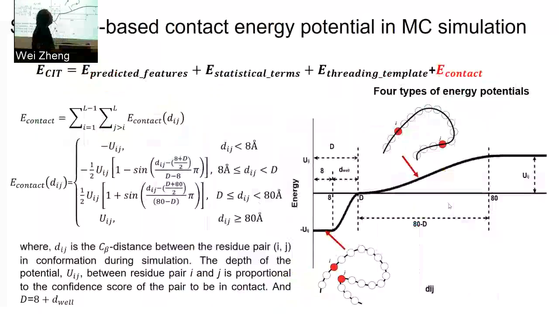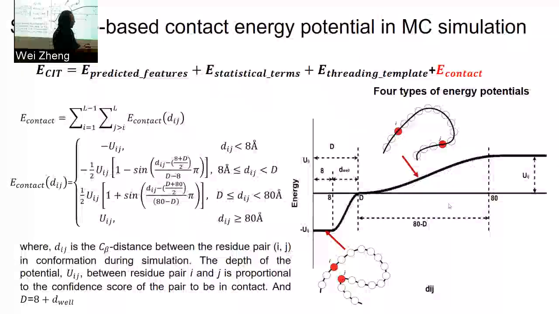As we mentioned in the last slide, we need to calculate the energy to run the Monte Carlo simulation. Here in CI-TASSER, we have 4 kinds of energy potential, and the one highlighted in red is the contact potential, which we newly introduced to the CI-TASSER pipeline. This is the equation of this contact-based potential, and this figure shows the curve of this equation. We can check this curve. The x is the distance between residues i and j in your conformation, or in your decoy during the simulation, and y is the energy value.